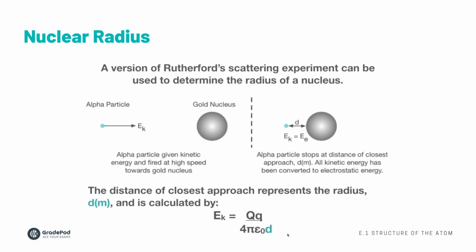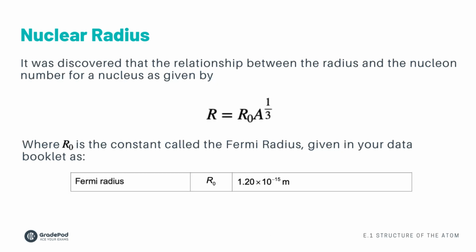So if you know the kinetic energy of the alpha particle, you can use the formula in your data booklet for the electrostatic energy. You know what the Q of the gold nucleus is. You know what the charge of the alpha particle is. This is all a constant, so you can use that to work out the radius of a nucleus. Simple, huh? And scientists used this very simple concept of energy considerations and getting the distance of closest approach to analyse every nucleus for every element in the periodic table.